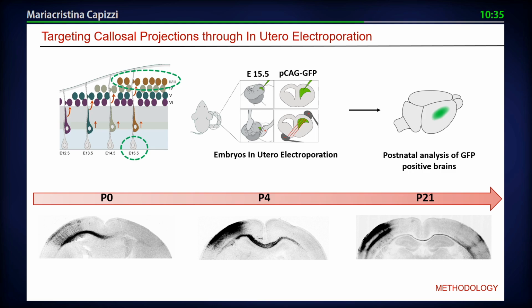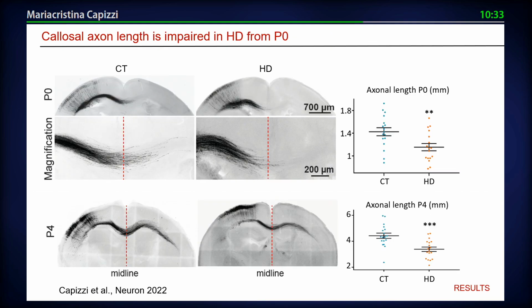and start to establish their own connectivity. So the first observation we had was that indeed in the HD brain, the axons were shorter compared to the control. And this decrease of axonal length was kept also at later stages. So also at P4, the axons were not able to recover the length and were still shorter.